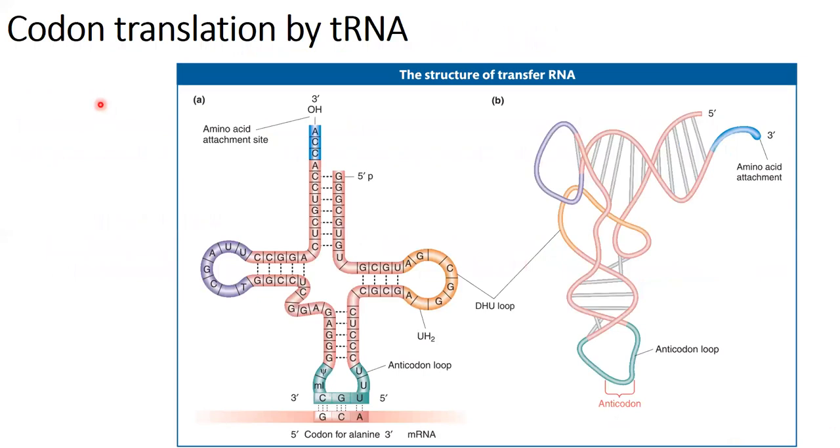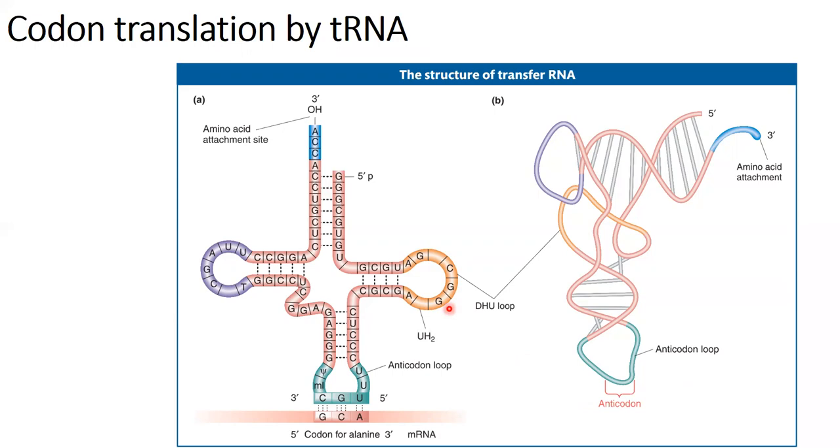So here is the structure of a transfer RNA. The structure of transfer RNA holds the secret of specificity between an mRNA codon and the amino acid that it designates. The single stranded transfer RNA molecule has a clover leaf shape, consisting of four double helical stems, I mean, these are double helical stems, and three single stranded loops. These are three single stranded loops.